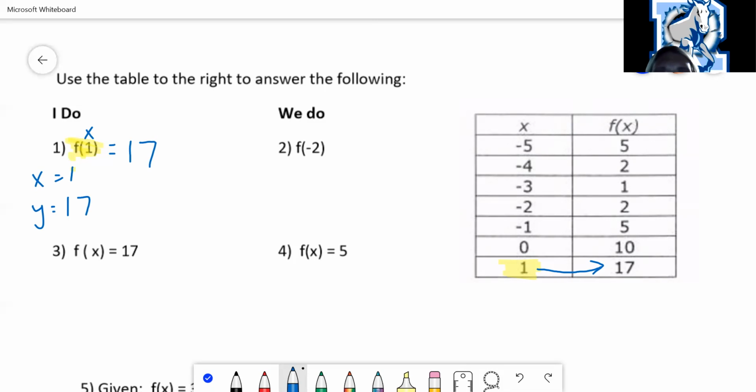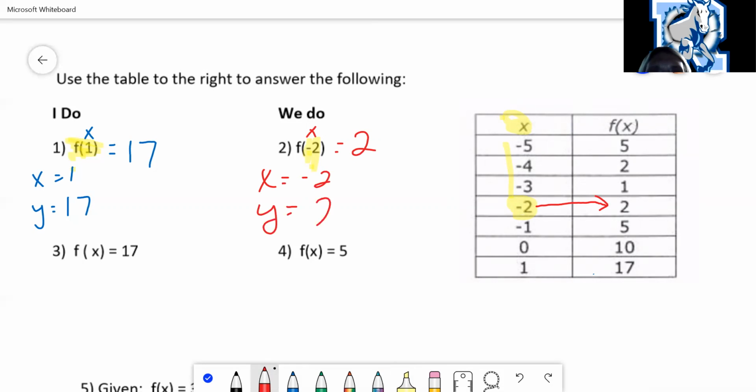Now pause the video and try to do number 2 the way I just did it. This time it's saying f of negative 2. That's telling me to look where x is negative 2. So I'm going to go right here in my x column, and I'm going to follow down and find, there's a negative 2. It's the only one there. Now let's go across, and what is the y number, the f of x? That's going to equal positive 2. So it's telling me that when x is negative 2, y is positive 2.